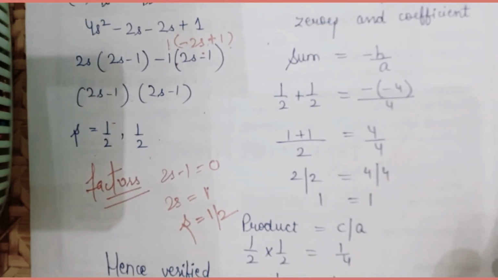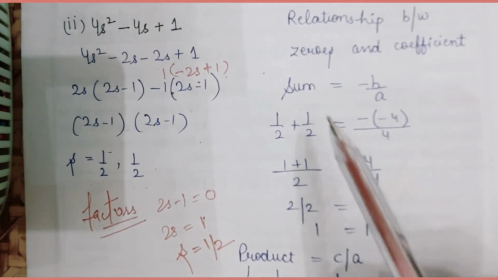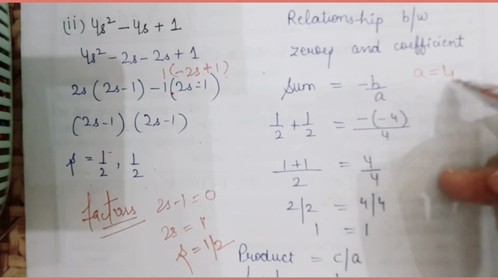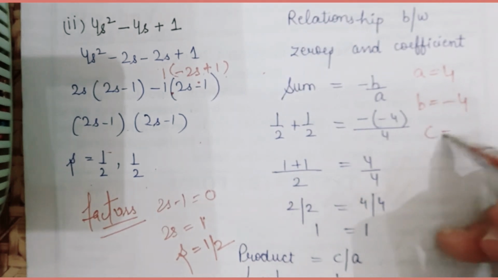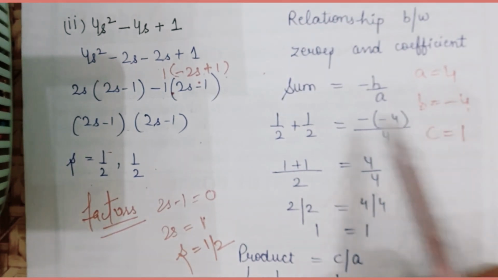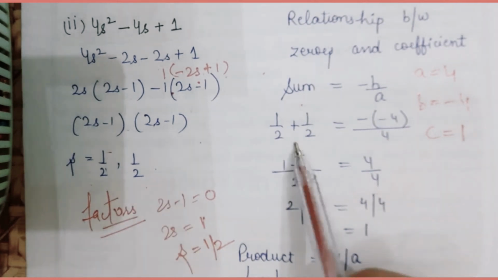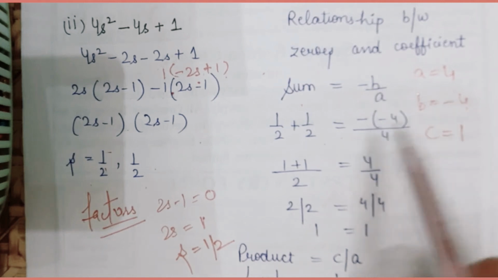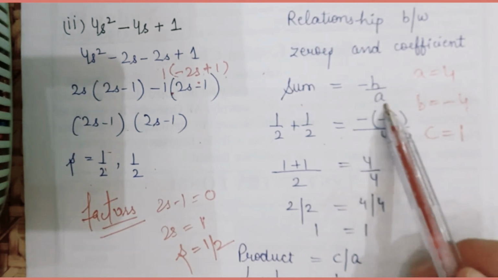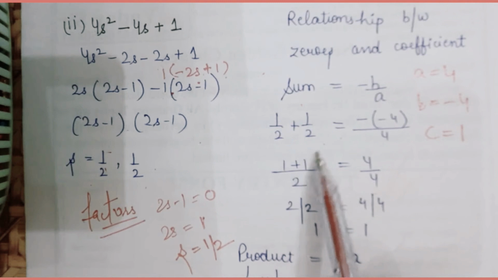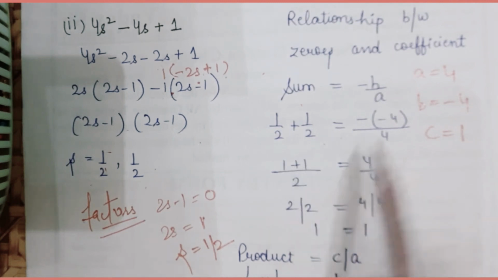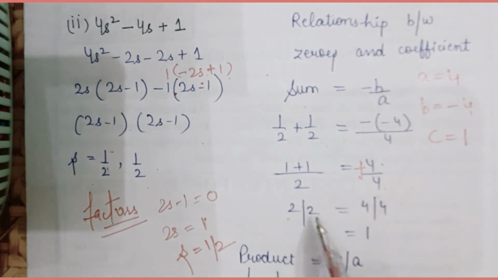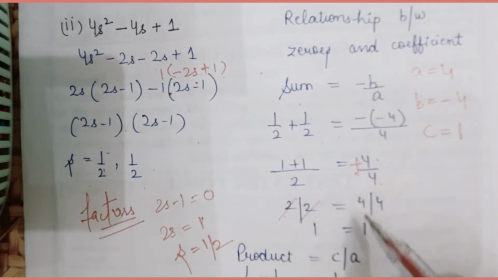Now we will check the relationship between zeros and coefficients. Sum equals minus b by a. As you know very well, your a is 4, b is minus 4 and c is 1. You have to check that. Sum: 1 by 2 plus 1 by 2 equals minus b by a. What is your b? Minus 4. Minus of minus 4, a is 4. You will take LCM 2, 1 plus 1 equals plus 4 by 4. 2 by 2 and 4 by 4 both reduce to 1.